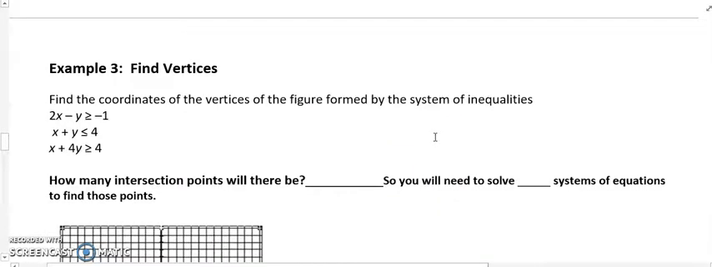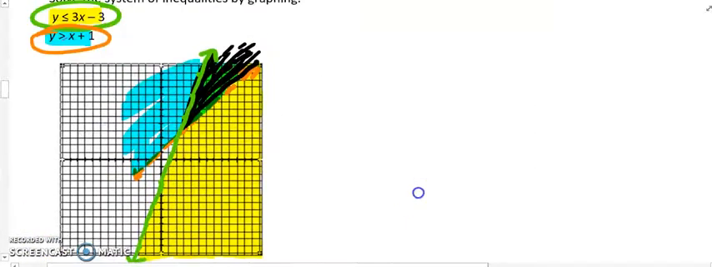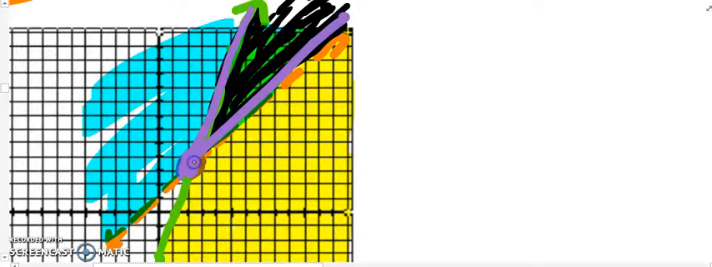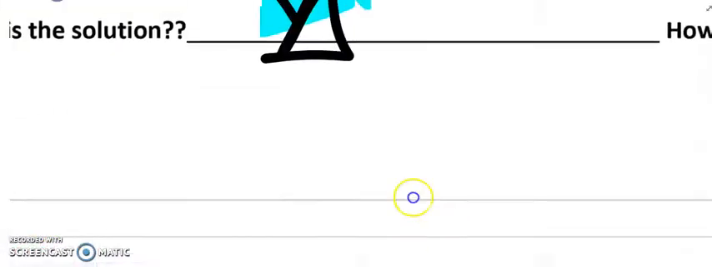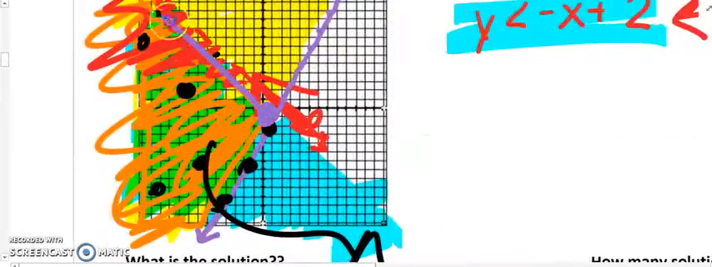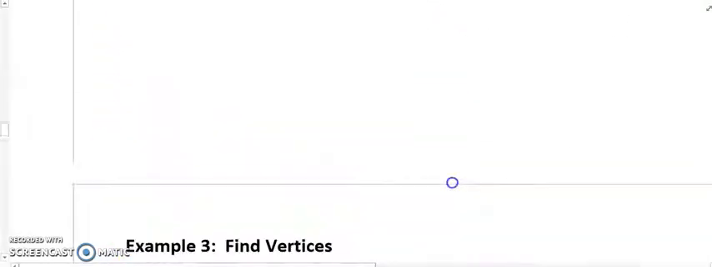Okay, so now we're going to find the coordinates of the vertices. So what we want to know is the coordinates of the corners of this. So it's going to be the intersection points of the lines, up here, like that. We're looking for this point. So we're looking for the intersection of the two lines.